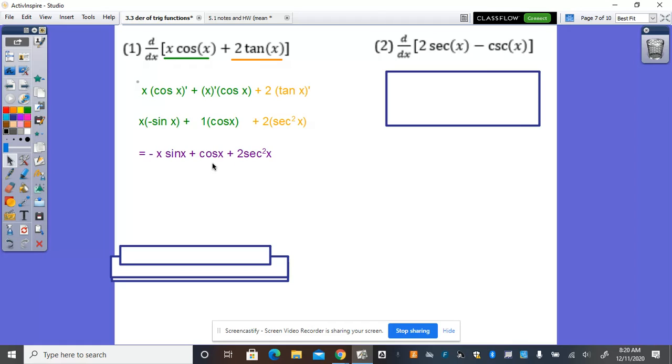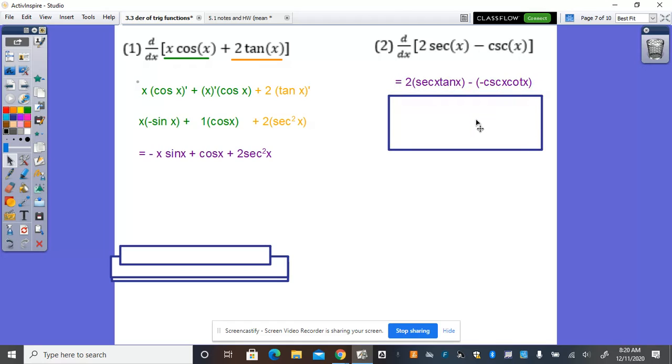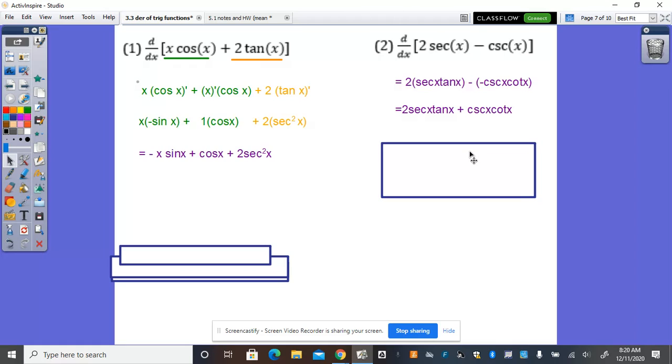So for question number 2, these are totally separate. We don't need to do the product rule. We just basically need to take the derivative of 2 secant x and take the derivative of cosecant x. So the derivative of 2 secant x is going to be 2 secant tangent, and then minus, and the derivative of cosecant is negative cosecant cotangent. And then I'm just going to add the opposite right here. And there is our final answer for number 2.